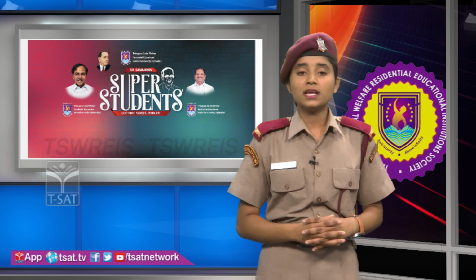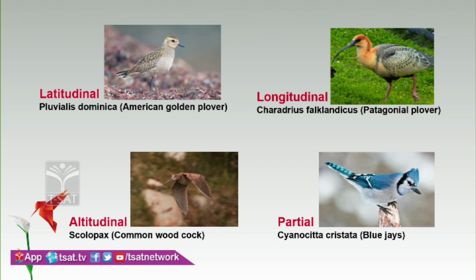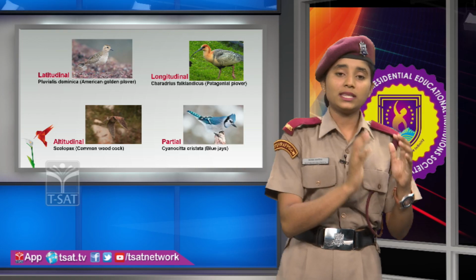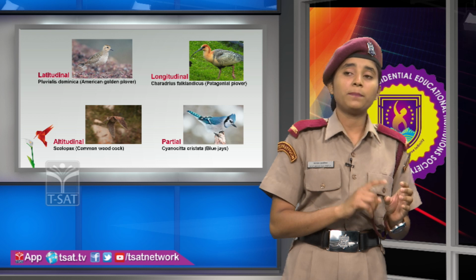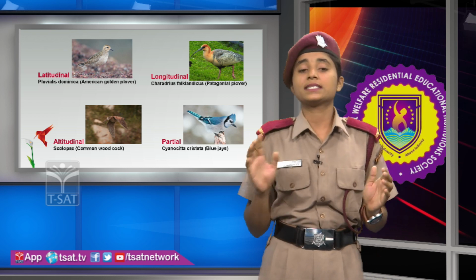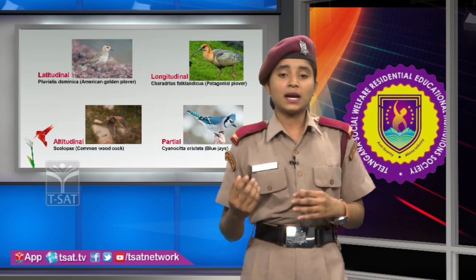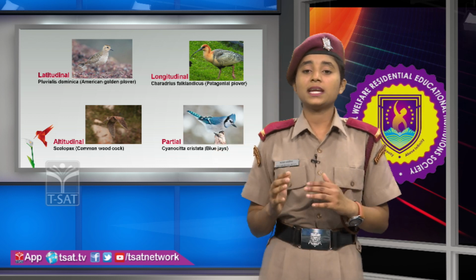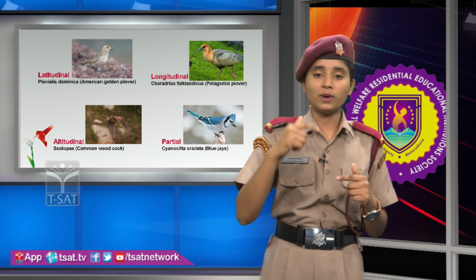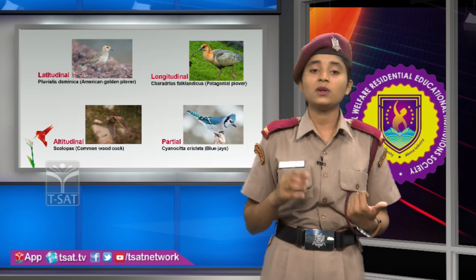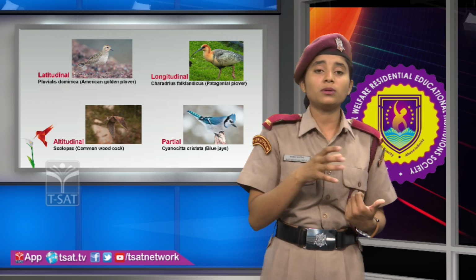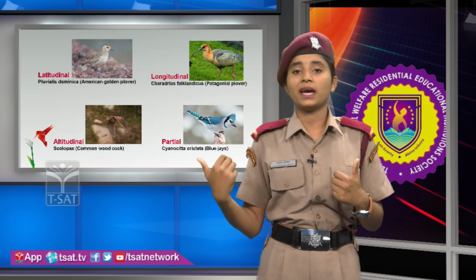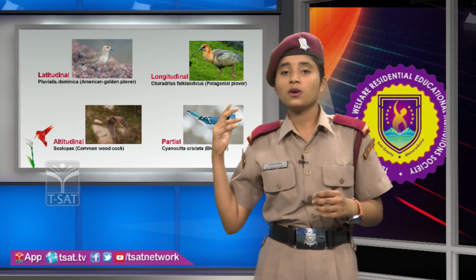These are some kinds of migrations performed by birds. Latitudinal migration: the birds migrate from north to south or south to north, like the American golden plover. In winter the northern hemisphere is full of snow, so the American golden plover migrates from north to south to escape the continental winter. Next, longitudinal migration. Here birds like the Patagonia plover migrate from east to west. In latitudinal migration we can see changes due to climate, whereas in longitudinal migration there is a change in wind currents.